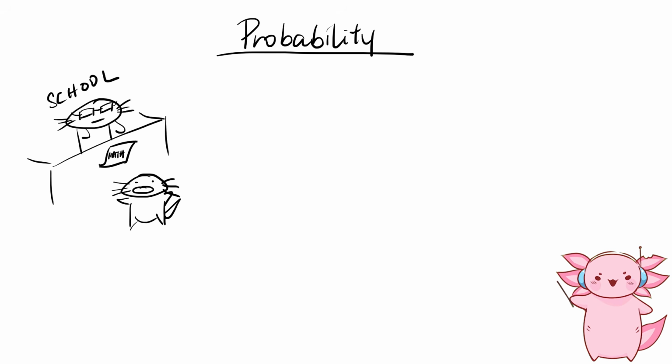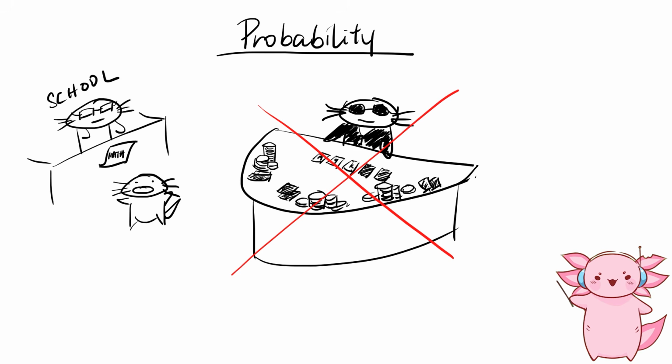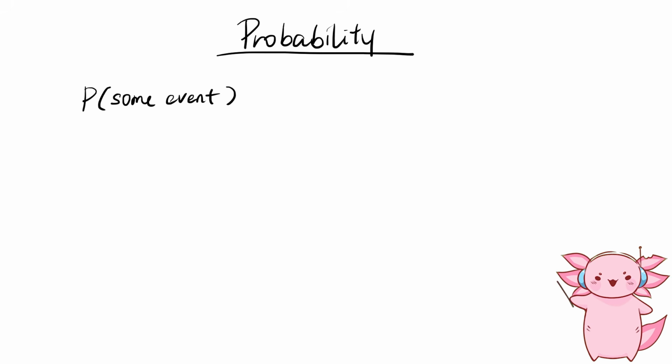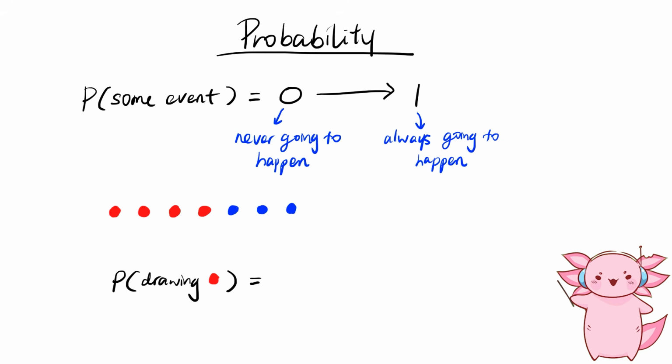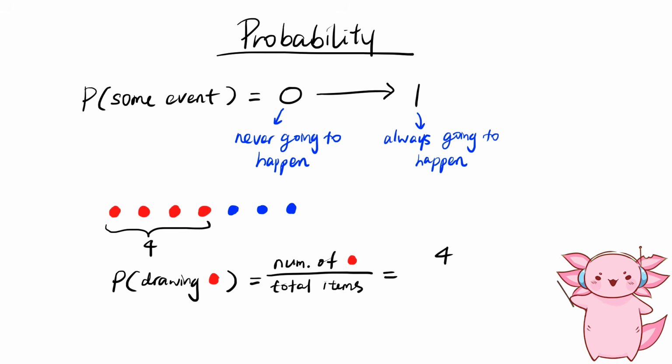Honestly, I think that the school system added this topic in math so that students don't end up gambling their life savings away. The probability of some event can be written as a number from 0, which means it's never ever happening, to 1, which means that it's a 100% chance of happening. So imagine we have 4 reds and 3 blues. So the probability of drawing a red is the number of reds over here over the total number of items. So it's 4 reds divided by 4 plus 3, which gives us the probability of 4 over 7.